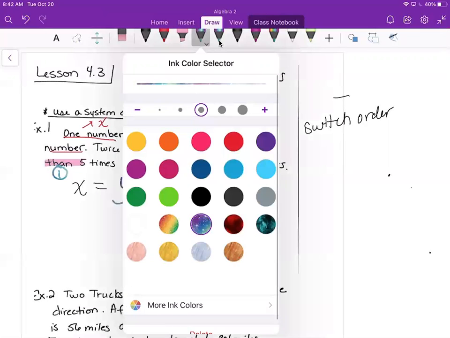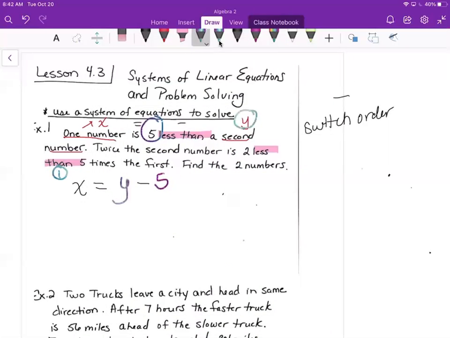All right, now going on to our second sentence. Twice the second number. Well, we just said y is going to be the second number, so it's going to be 2 times y, is, and then we have another less than. So whatever comes before the less than is going to come after the minus sign, and whatever comes after the less than is going to come before. And it says 5 times the first. Again, we let x be the first number, so it's 5 times x, or just 5x.